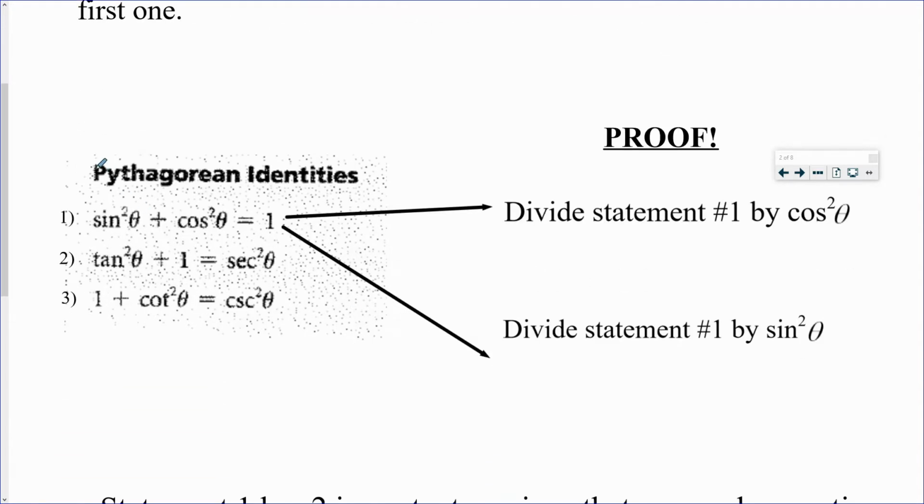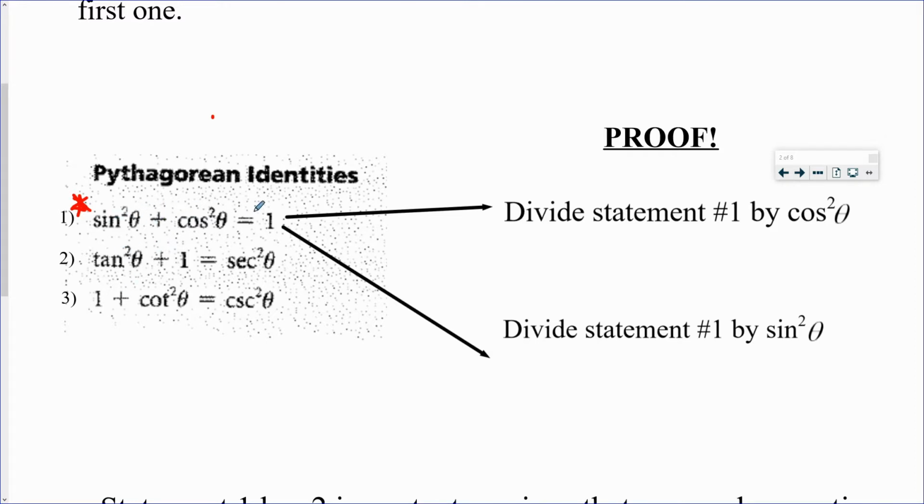So right here on the left hand side, I got 3 Pythagorean identities that are generally accepted to be true. And the first one, which is probably the one that you'll see most frequently, is that sine squared theta plus cos squared theta equals 1. Okay, now this one here can be rearranged in a couple of different ways. So that's where 2 and 3 come from.